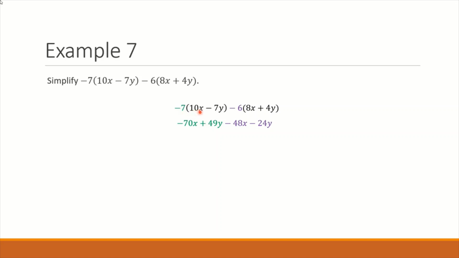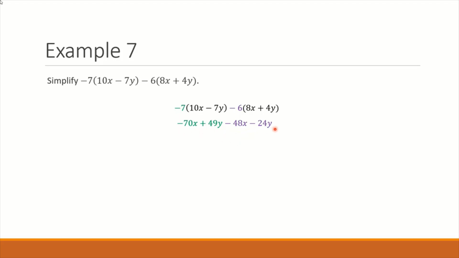So negative 7 times 10x is negative 70x. Negative 7 times negative 7y is a positive 49y. Negative times a negative is a positive, that's why it's a plus. Negative 6 times 8x is negative 48x. Now, because this started out as a minus, that's why it's a minus here. Negative 6 times 4y is negative 24y. That was a plus, so this remains a minus.